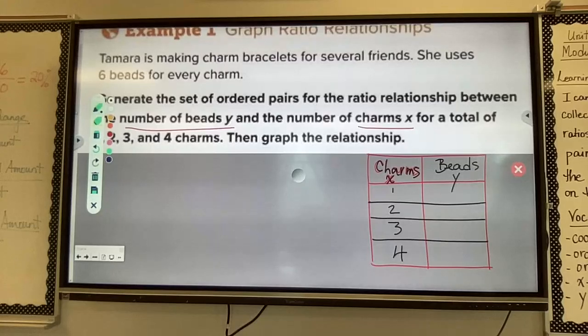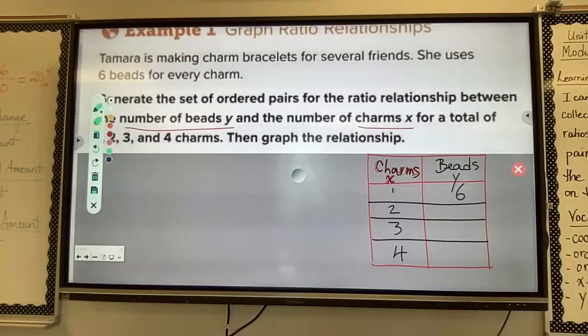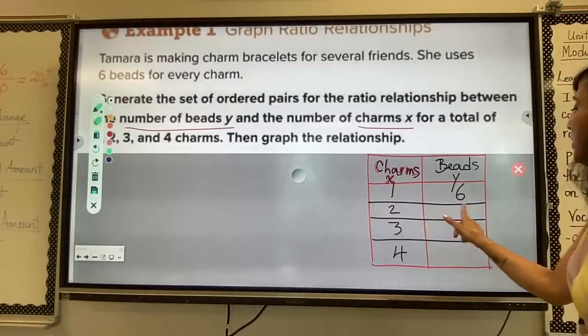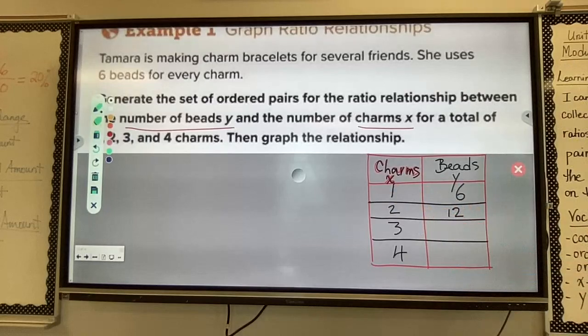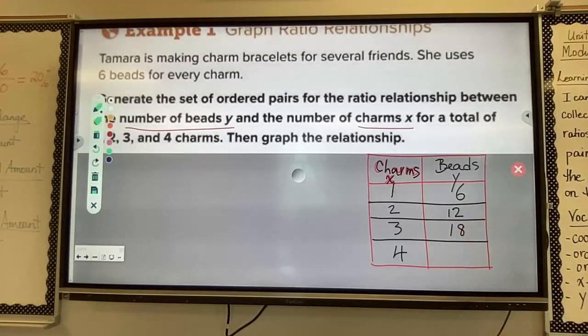Since it's talking about 6 beads for every charm, so 6 beads for the first, and we are going to keep scaling up to complete the table and write the equivalent ratios for 2, 3, and 4. So for 1 it's 6, for 2 it'll be 6 times 2, which is 12, for 3 it'll be 6 times 3, which is 18, and for 4 it'll be 6 times 4, which is 24. So now we have this already written out. The table is made, and we used scaling to complete it.